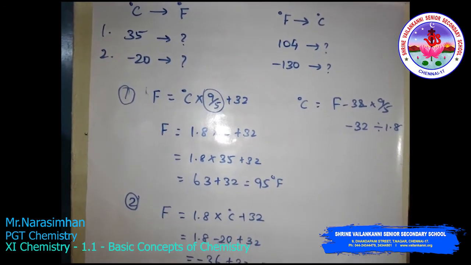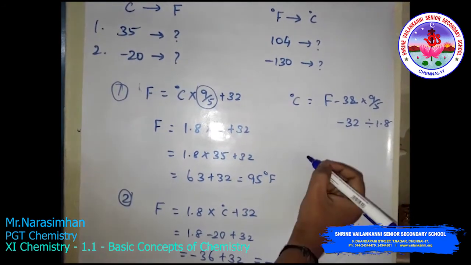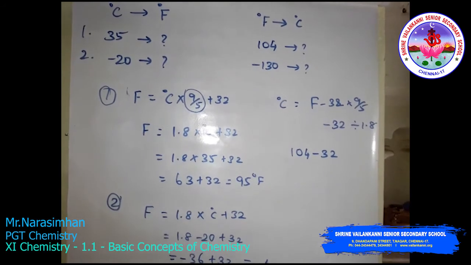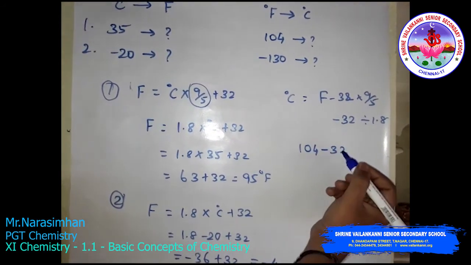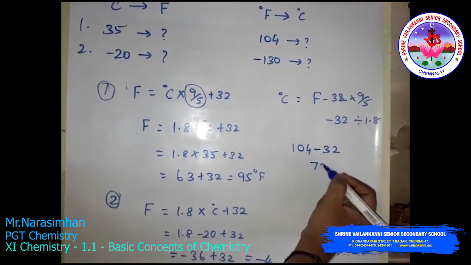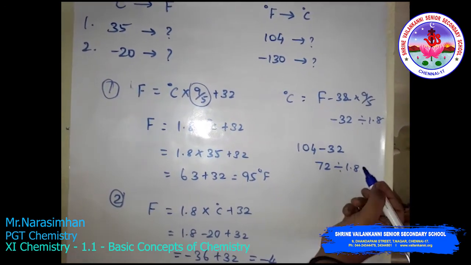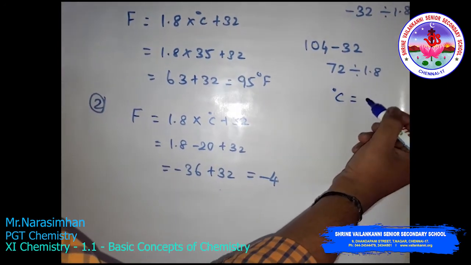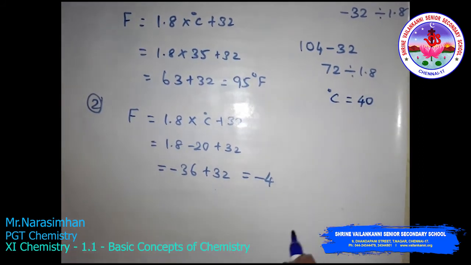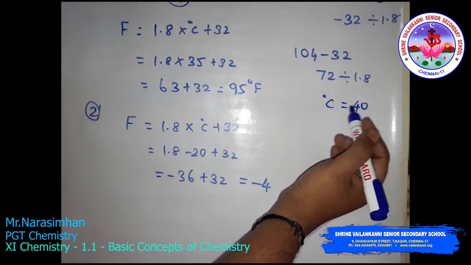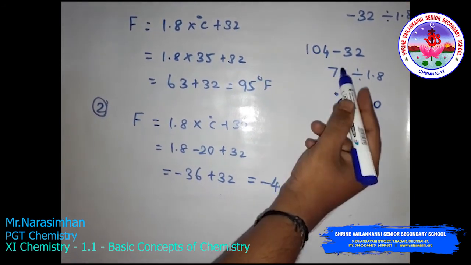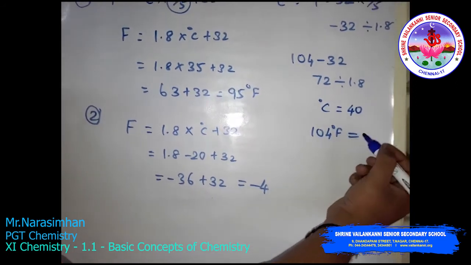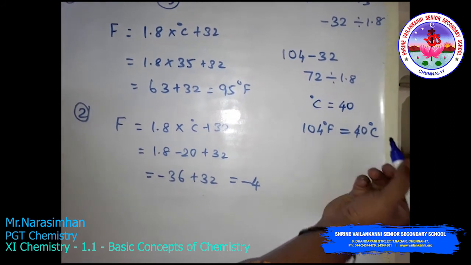Here, 104 degree Fahrenheit minus 32. 104 minus 32 is 72. So 72 divided by 1.8 degree Celsius is equal to 40. So 104 degree Fahrenheit is equal to 40 degree Celsius.